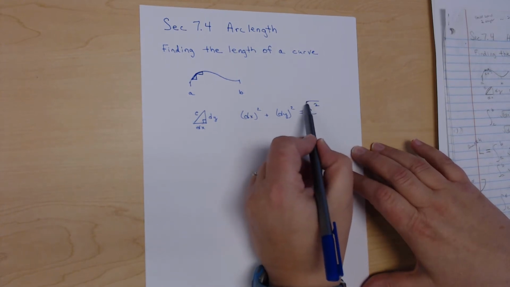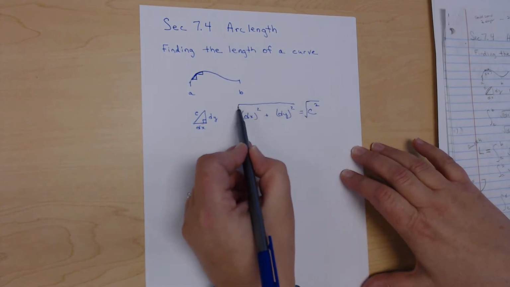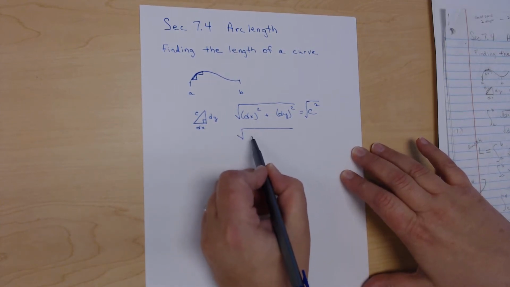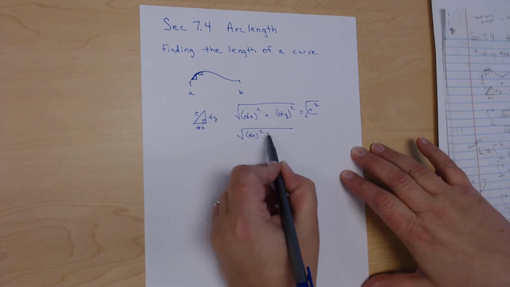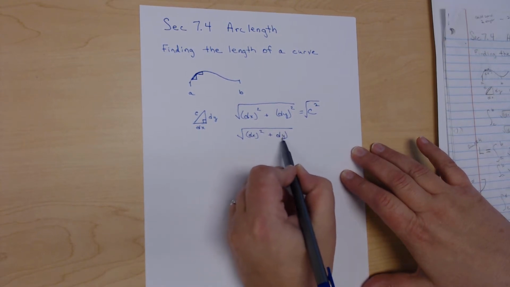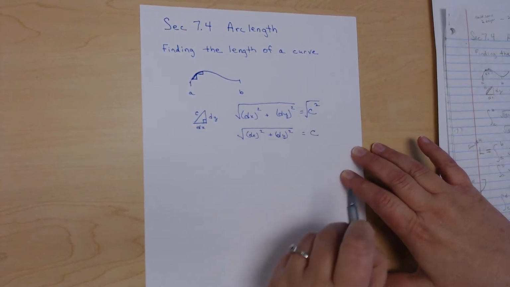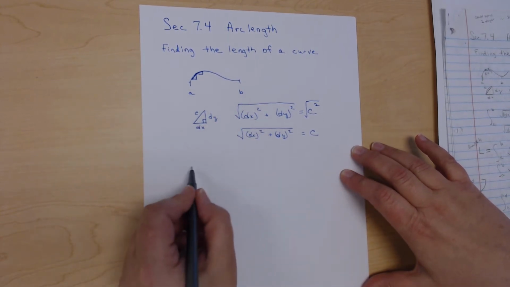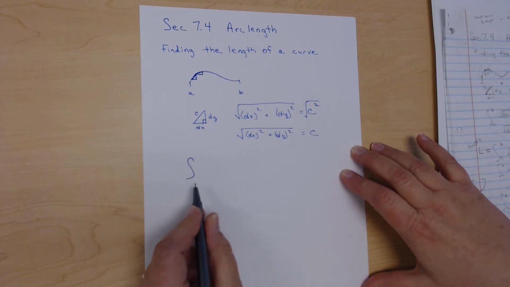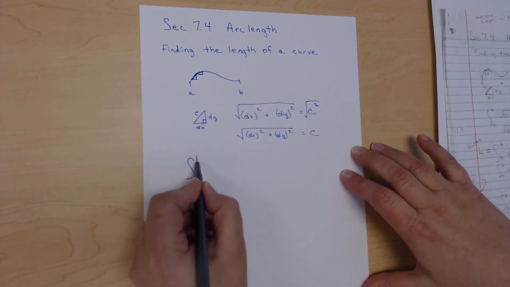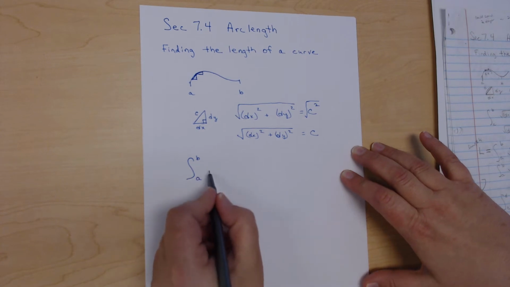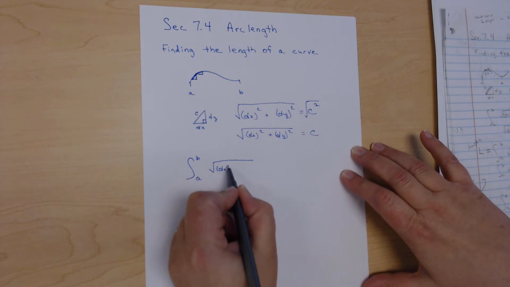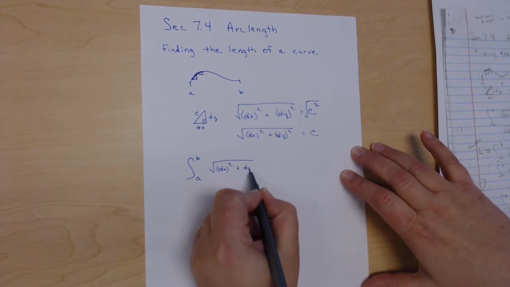So what are we going to do? We're going to take the square root. So the square root of dx squared plus dy squared equals c. And the idea is we want more and more of these right triangles, and we want to add them all up. And so that is the integral. The integral from A to B, and we want to add up all these square roots of dx squared plus dy squared.